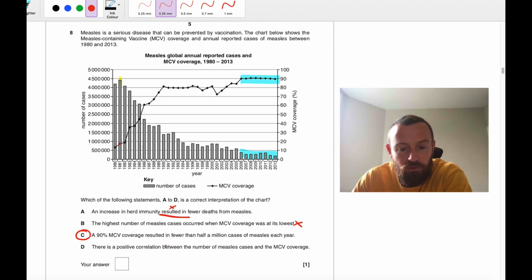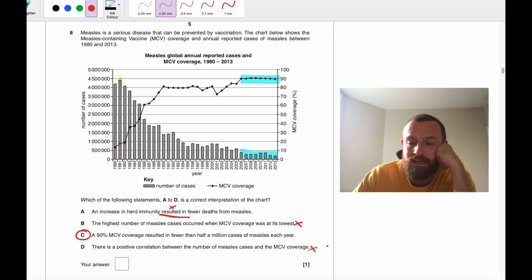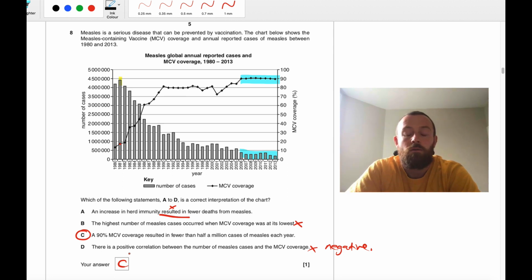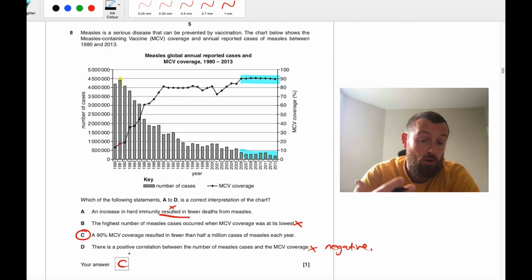This one, there is a positive correlation between the number of measles cases and MCV coverage. No, it is a negative correlation, okay? Not positive. So the answer is C. Tricky one there. Remember, the motto of this is be cautious in your conclusions, okay? What can you be sure of?